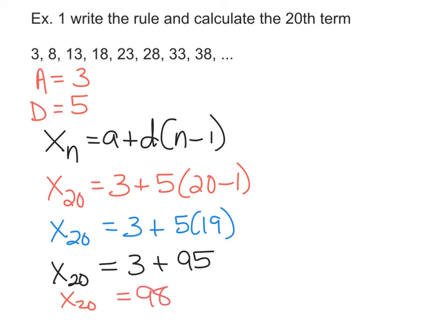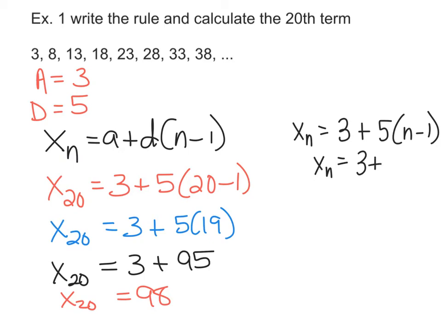Now, it did mention write the rule. If I wanted to do it without that 20 there, I would have written it as such here. I would go up here and say, okay, so x sub n is equal to 3 plus 5, n minus 1, because I don't know what the n is. x sub n is equal to 3 plus, distribute, 5n minus 5. So x sub n is equal to 5n minus 2. That would work every single time. You could use this new equation for this sequence.